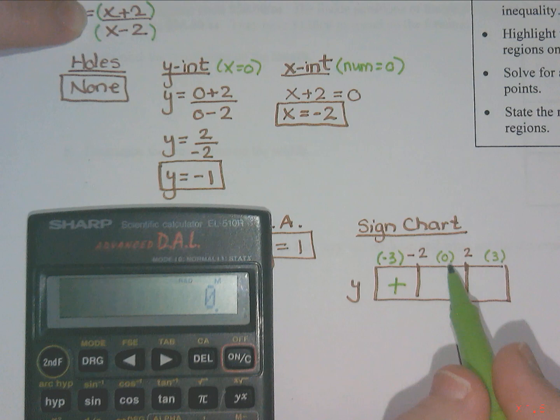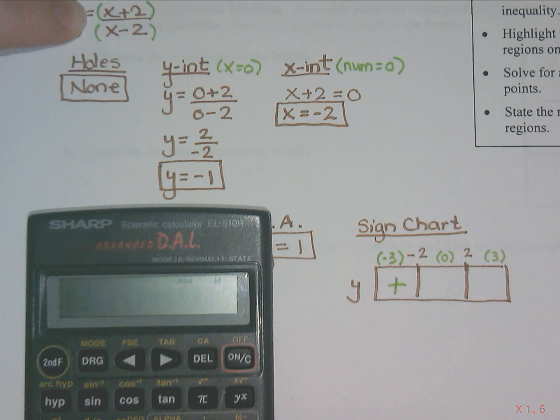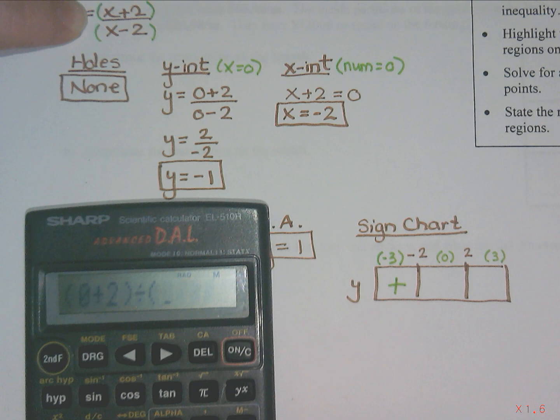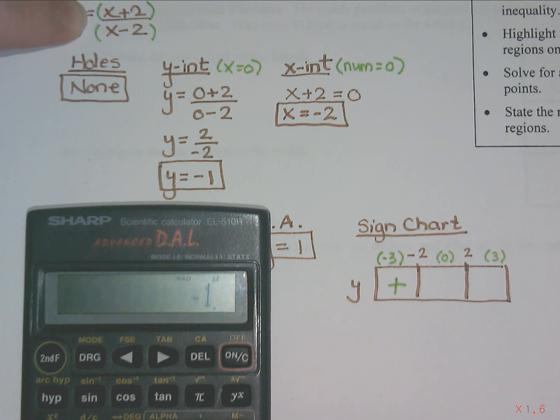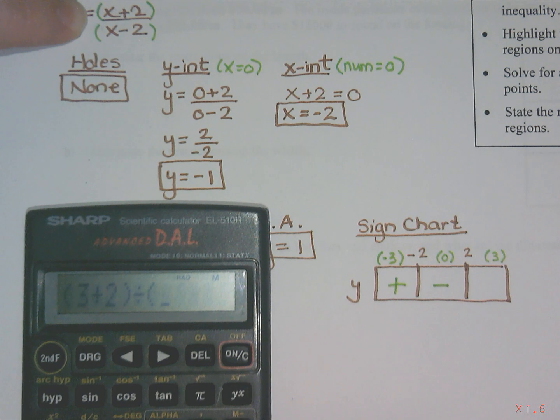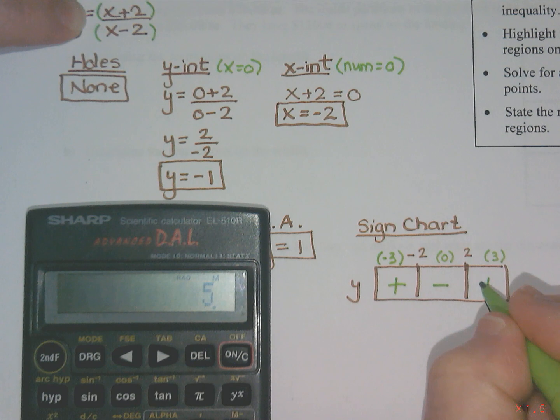Okay, 0. So I'm going to do 0 plus 2 divided by 0 minus 2, which is -1. So I know that's a negative. And then I'm going to do 3. So 3 plus 2 divided by 3 minus 2 is 5, which is positive.